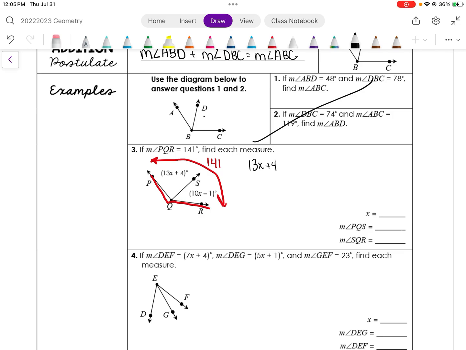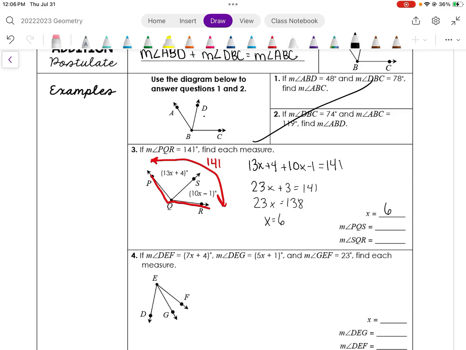Parts, here's 1 part, plus part equals whole. Combine those like terms. 23x plus 3 equals 141. Subtract 3, 138 divided by 23 is 6. X equals 6.